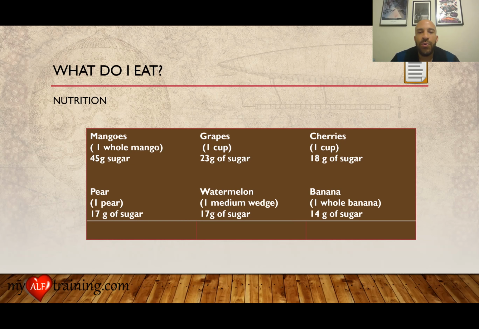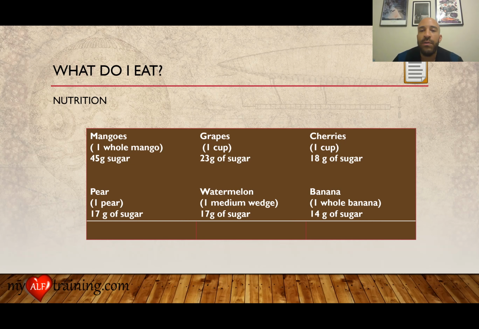Now, given the suggested serving size, would you say that someone would eat 1 cup of grapes? I think that's very reasonable. 1 whole banana, I think that's a very reasonable amount someone might eat in one sitting. 1 medium wedge of watermelon, I think that's a very reasonable amount. Now, looking at these fruits, serving size, and amount of sugar, would you say these are good choices for a healthy snack? Or would you say that these are bad choices for a healthy snack?